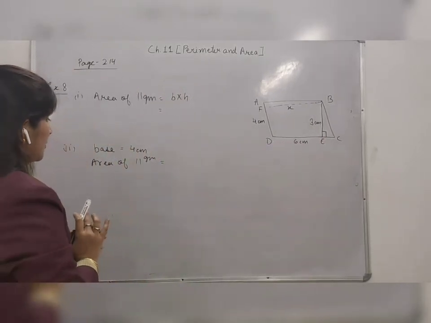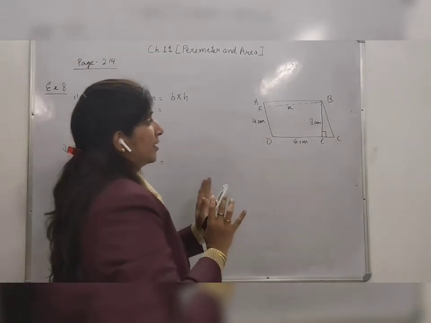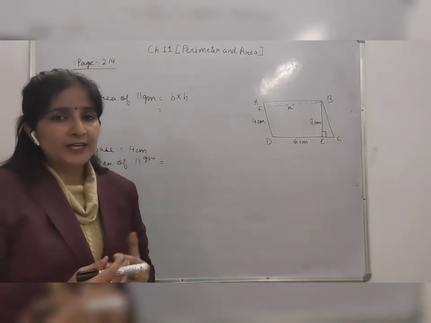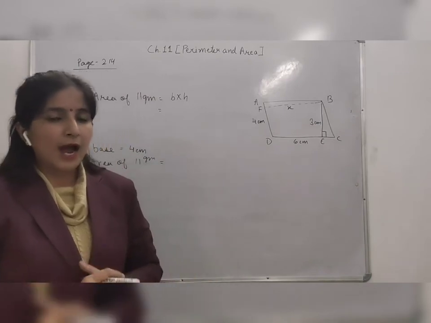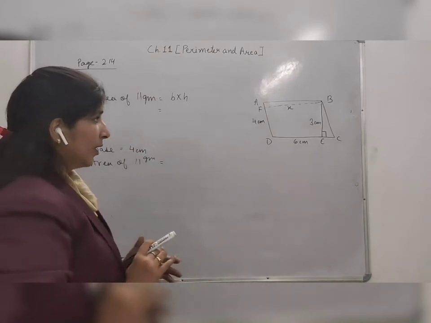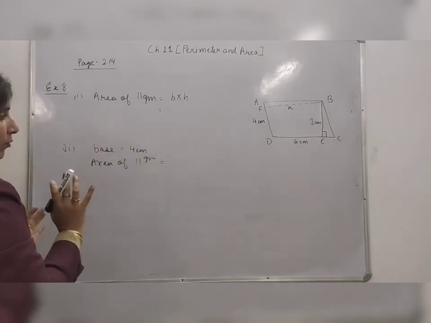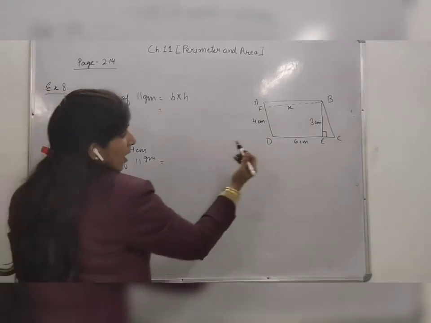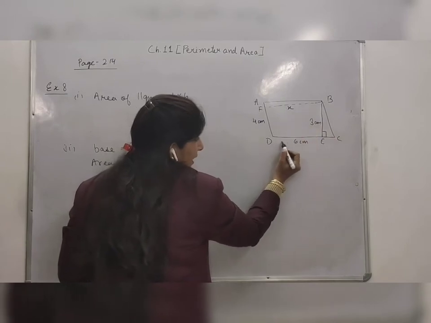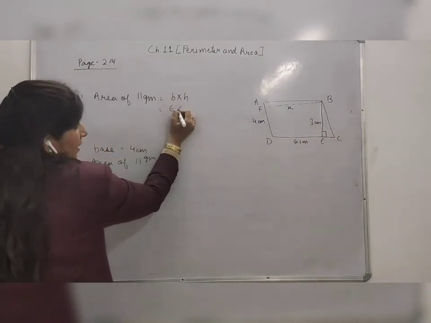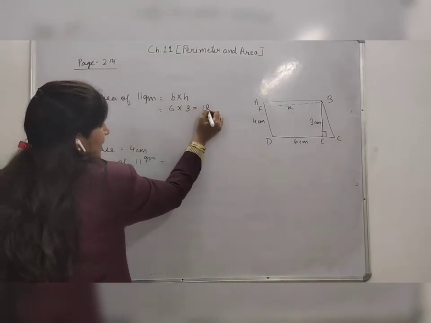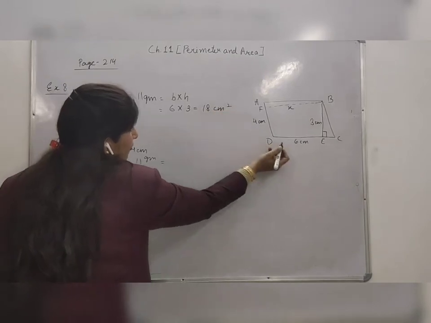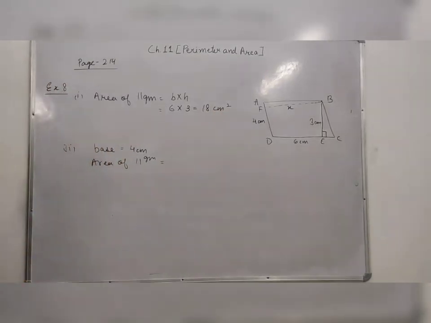Now what we need to calculate? First of all, we need to find out the area. To find out the area, we need only one base and height of the parallelogram. So let us start. Area of parallelogram is base into height. Height is this given and this is the base. So 6 into 3, that is 18 centimeters square. From this we get the area of the parallelogram.